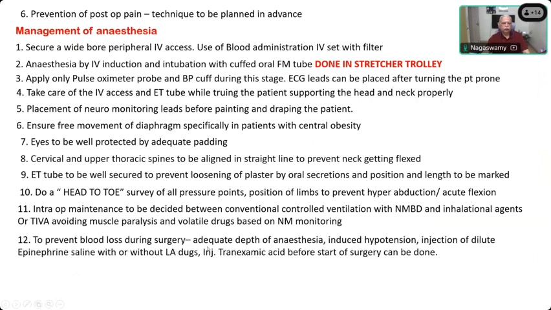And prevent blood loss during surgery by adequate depth of anesthesia, induced hypotension, injection of dilute epinephrine and saline, with or without an earlier drug. Tranexamic acid before surgery can be done. And another common question is, what are the techniques followed to conserve blood in these cases, major scoliosis surgery?